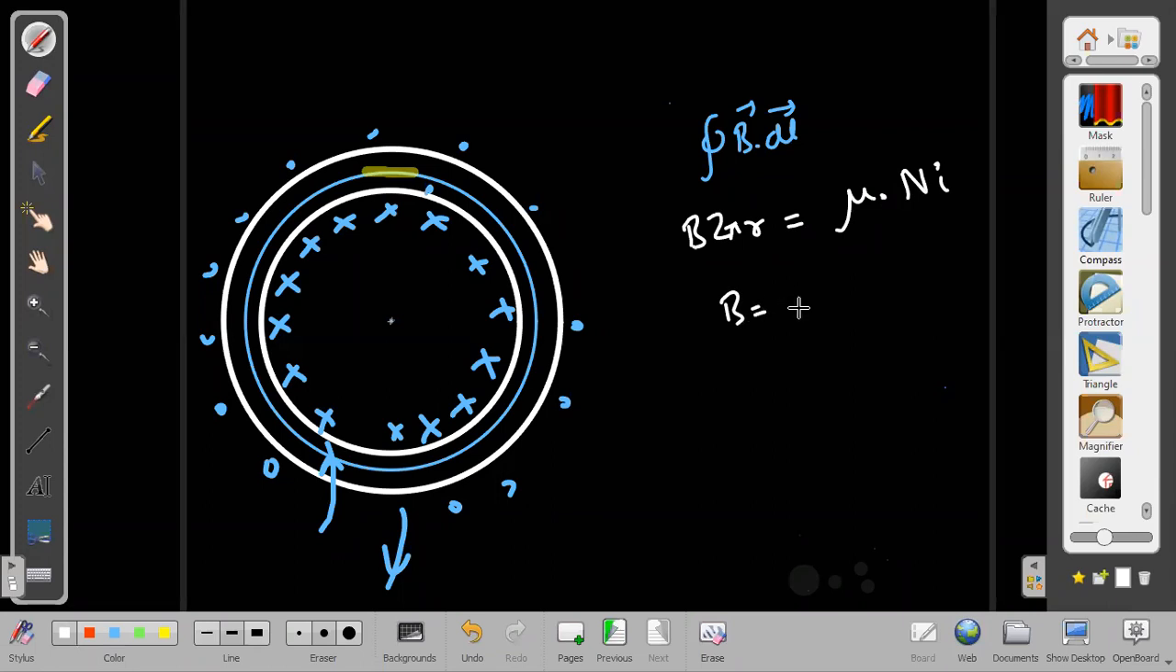Then what will be the value of B? B is equal to mu naught into N I by 2 pi r. Again, getting it or not? Yes, sir. Now tell me what is not understood. If somebody is not understanding anything now.